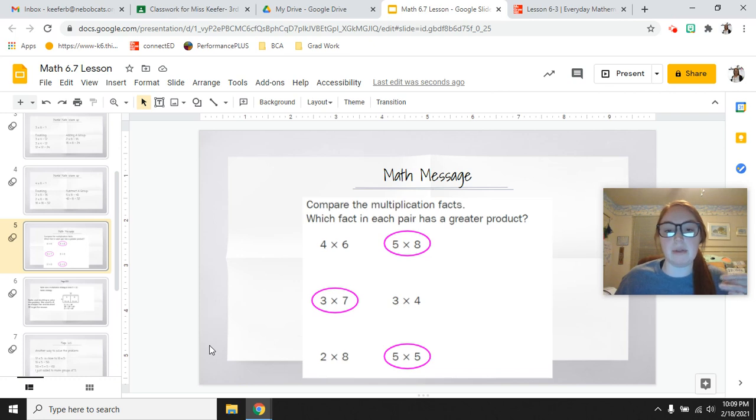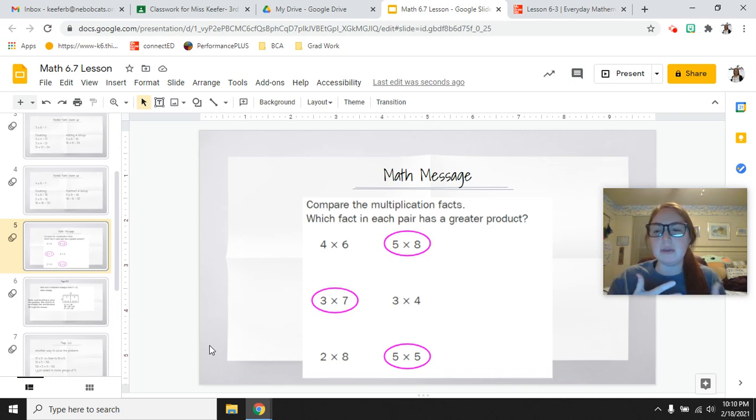Okay, so in the second pair, the 3s are the same, but look at 7 and look at 4. 7 is greater than 4. So we know that 3 times 7 would give us a greater product than 3 times 4. And then in the last one, 2 times 8 and 5 times 5, we know that when they balance each other out, yes, 8 is greater than 5, but only multiplying it by 2 is where it makes it lower.